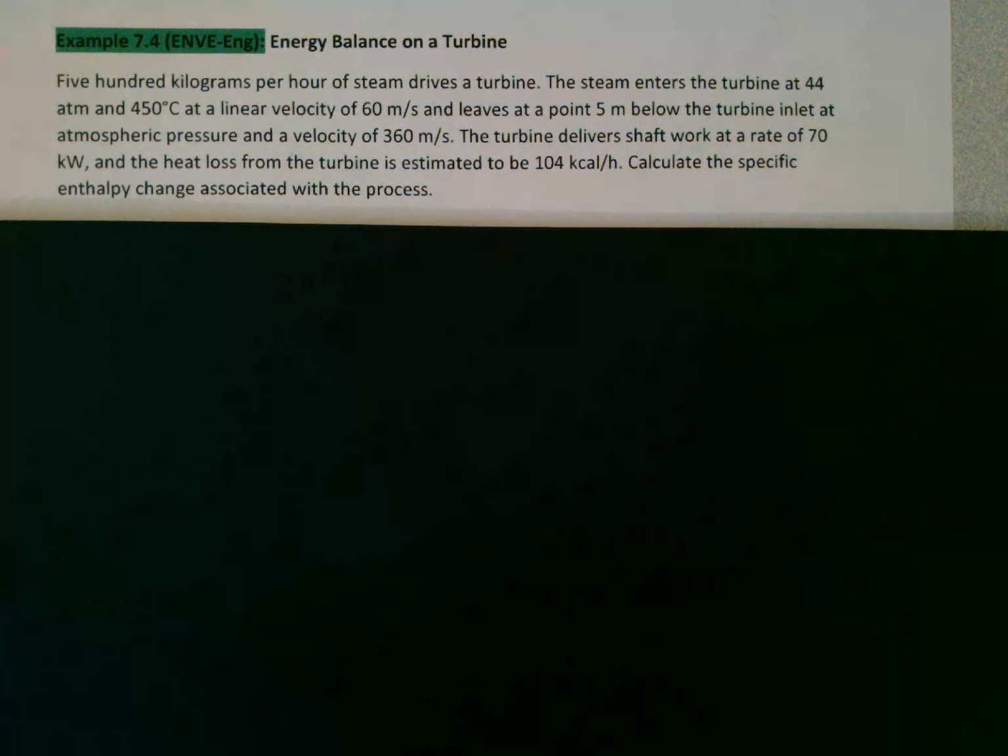Then we know that the steam is going to leave the turbine at a point 5 meters below the turbine inlet at atmospheric pressure and a different velocity. We have the turbine delivering shaft work at a rate of 30 kilowatt hours, and a heat loss from the turbine is estimated to be 104 kilocalories per hour. And we want to calculate the specific enthalpy change associated with the process.